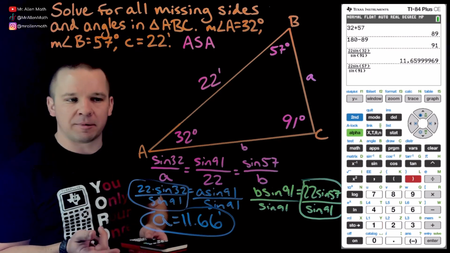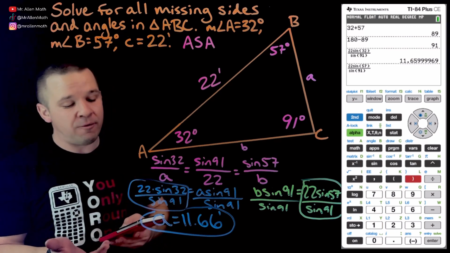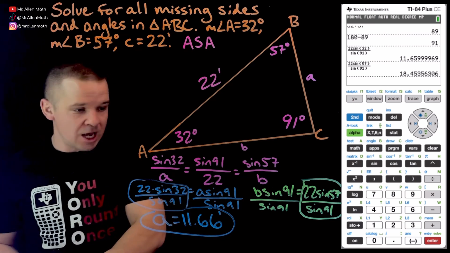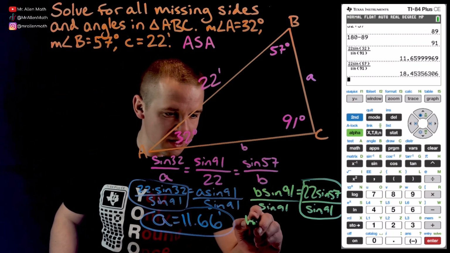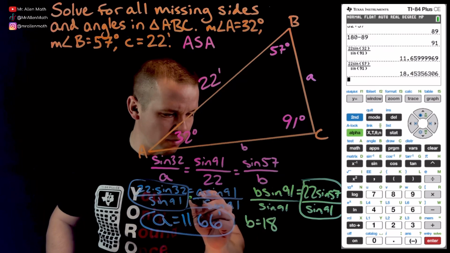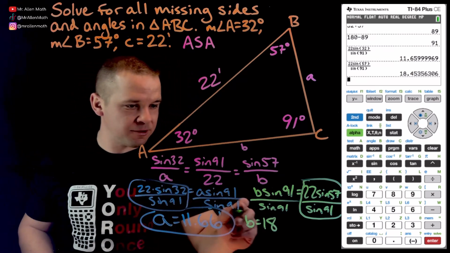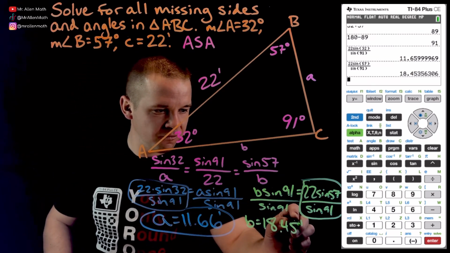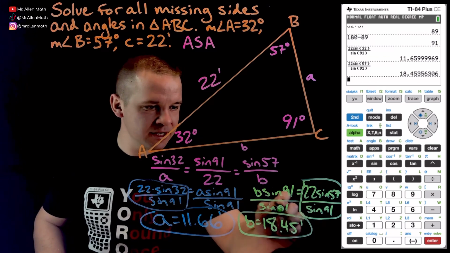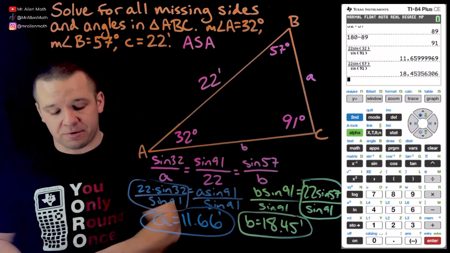And you might actually also be able to see what the cross multiplication is going to be without actually writing it out. I'm writing it out for you guys so you can see it. And we get 18. So b equals 18.453, so 18.45 feet.